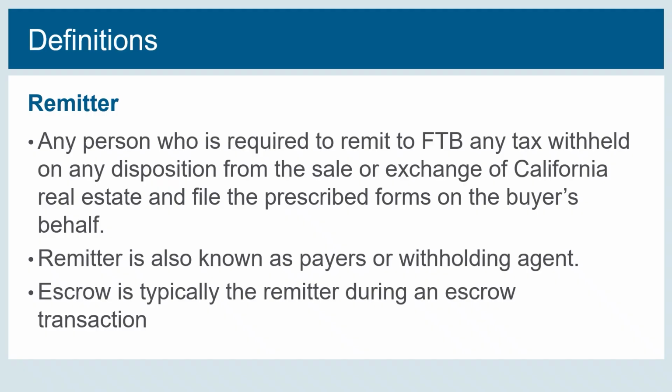Let's move on to defining some common terms we will use throughout this presentation. Remitter. A remitter is any person who is required to remit to FTB any tax withheld on any disposition from the sale or exchange of California real estate and who files the prescribed forms on the buyer's behalf. Remitters are also known as payers or withholding agents. And in this case, escrow is typically the remitter during an escrow transaction.